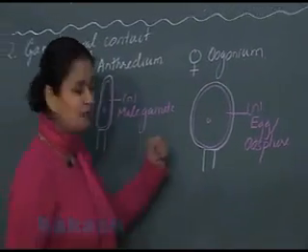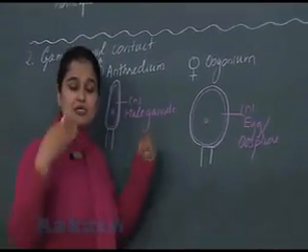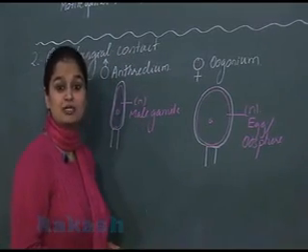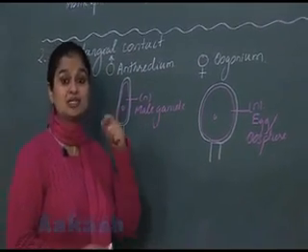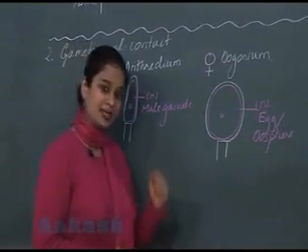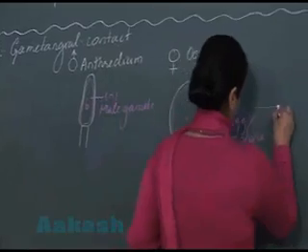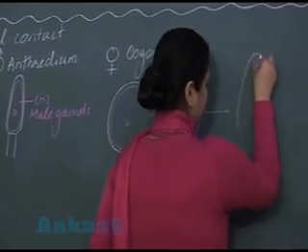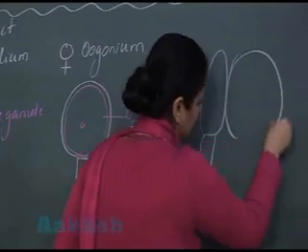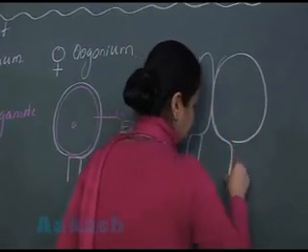Now male and female gametangia, now they will show contact. What is the name of this reproduction method? Gametangial contact. So now male and female sex organ, they will show contact. Male sex organ shows contact with female sex organ.